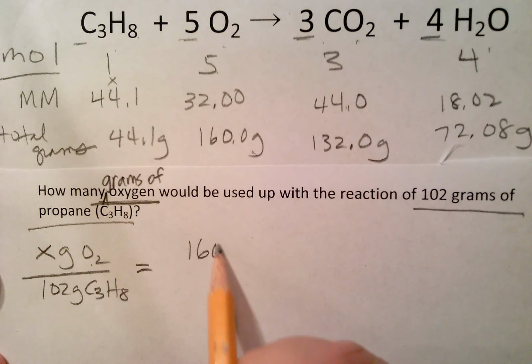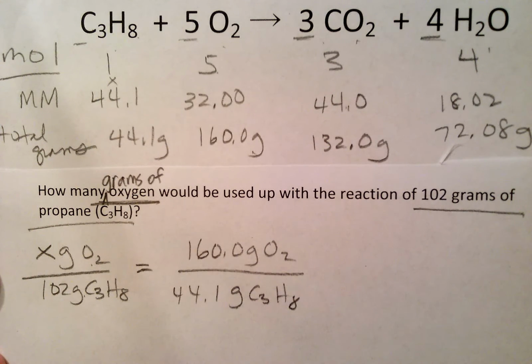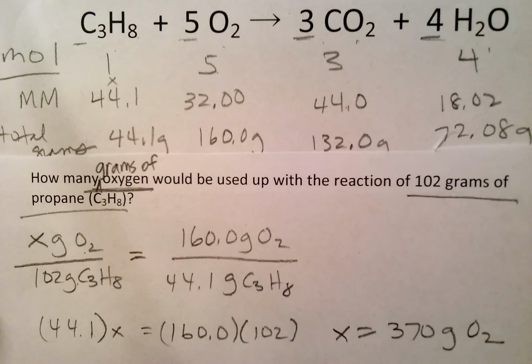Okay, so we take our 44.1 times X equals 160.0 times 102. And we get X equals 370 grams of O2. All right, so 370 grams of oxygen is going to be used up with the reaction of 102 grams of propane. So that's our answer. Okay, so this is a very simple way to do things. One last one that we're going to try.